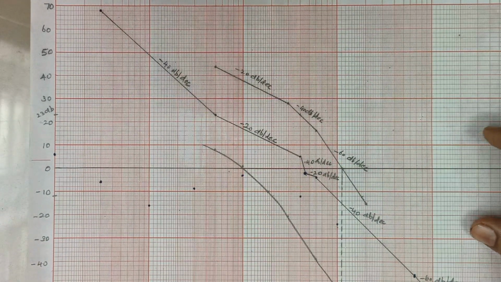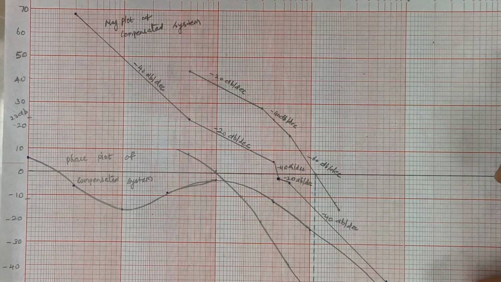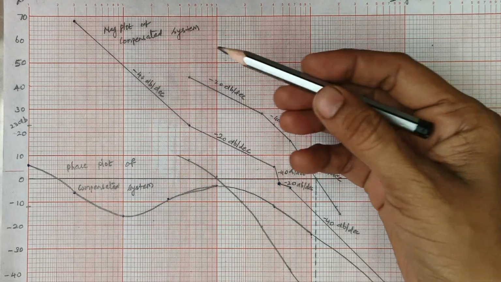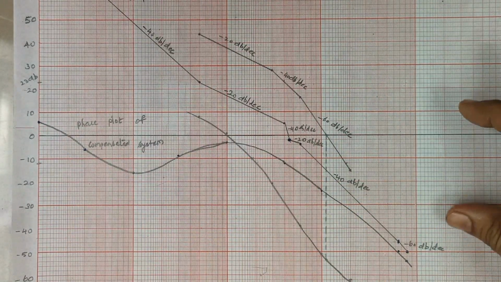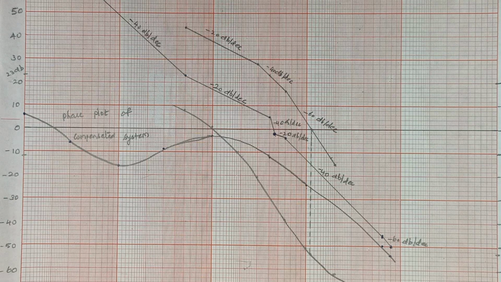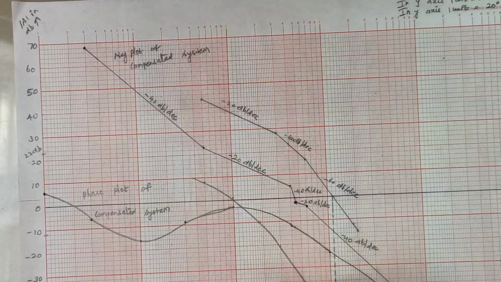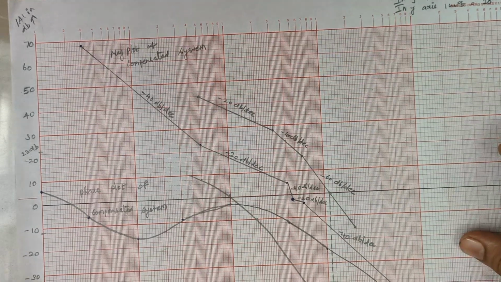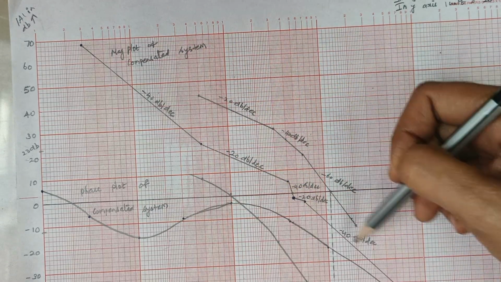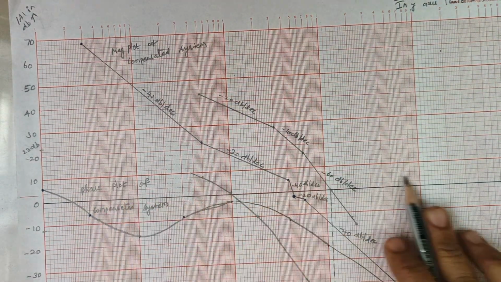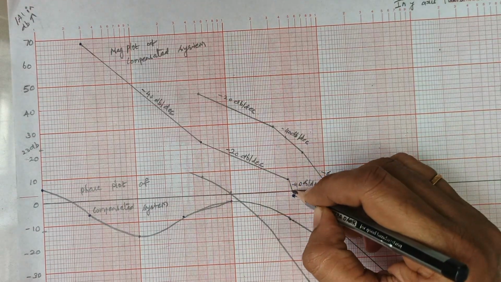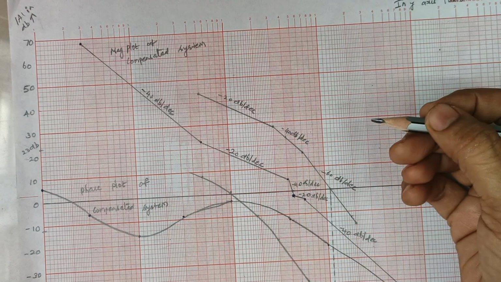Now let me join the phase plot. So finally we have drawn the magnitude plot, and this is your phase plot, okay? It goes like this. Phase plot of the compensated system. Now we have to check for the phase margin. So how to calculate the phase margin? As we all know, you see this is our magnitude plot, and this is our 0 dB line. So it crosses the 0 dB line at this point, right?